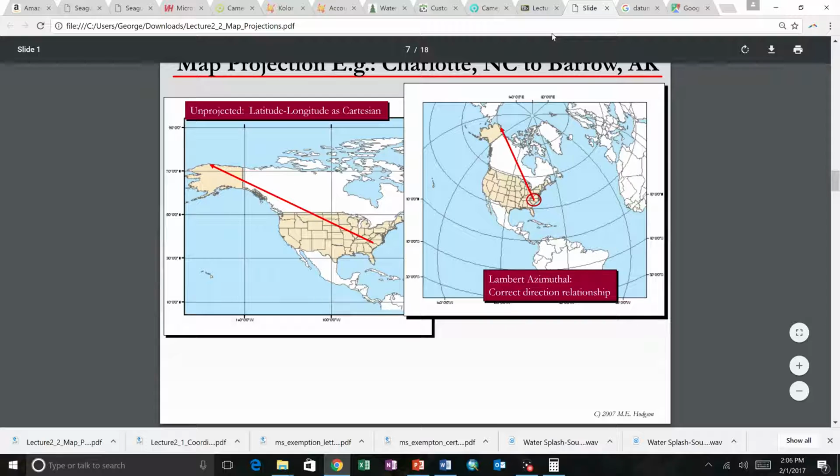So here's some examples using some older graphics. Okay? So here is unprojected, just showing latitude, longitude as Cartesian. So if you do have data that's not projected and you bring it up in ArcGIS, it looks like this. Okay? And that means that it's in a geographic coordinate system. And you can see the difference in that angle from a Lambert-Azimuthal projection versus latitude, longitude as Cartesian.